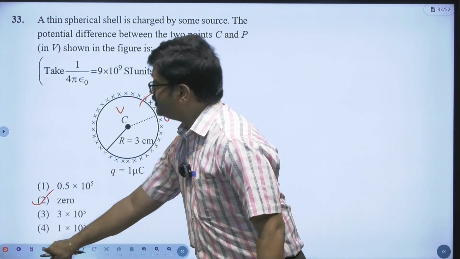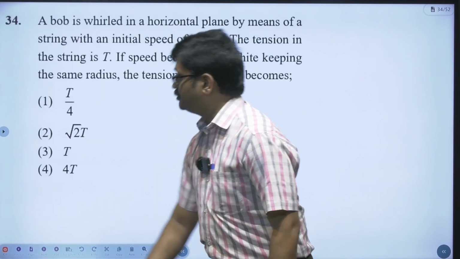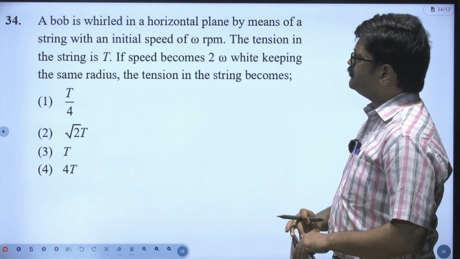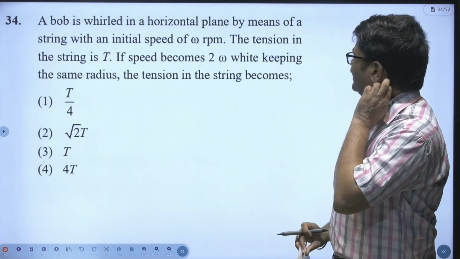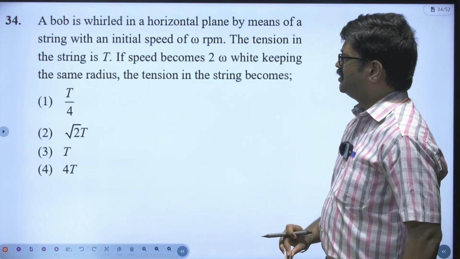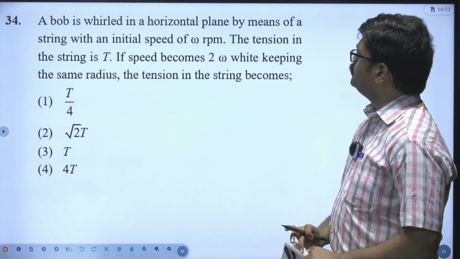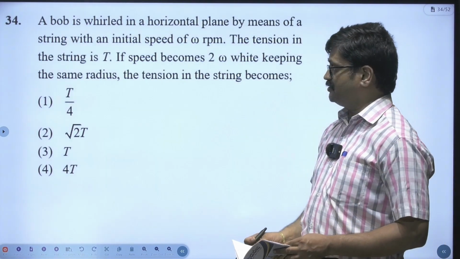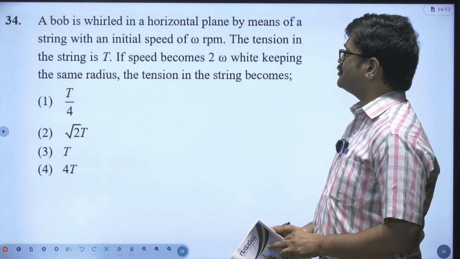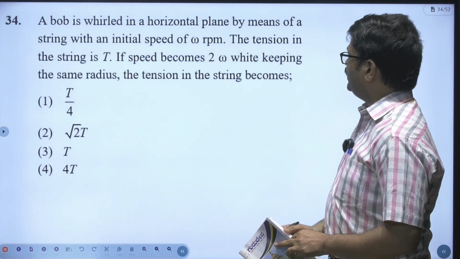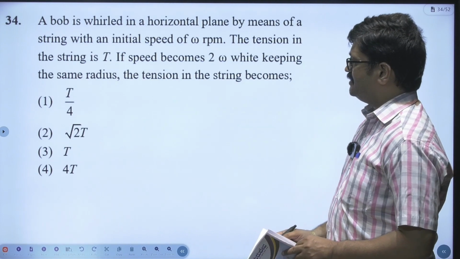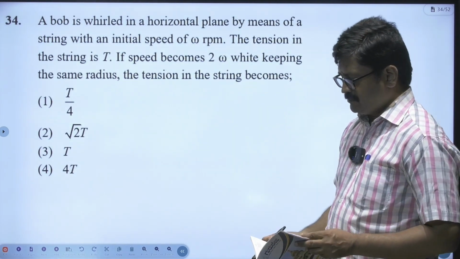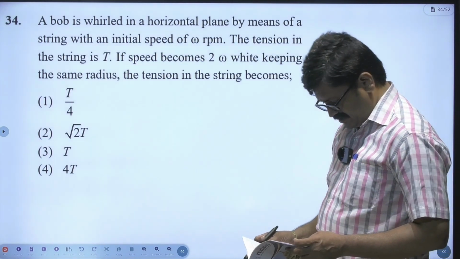Now let's progress to question number 34 here. A bob is whirled in a horizontal plane by means of a string with an initial speed of omega rpm. The tension in the string is capital T. If the speed becomes 2 omega while keeping the same radius, the tension in the string becomes. Now this question is a direct question.